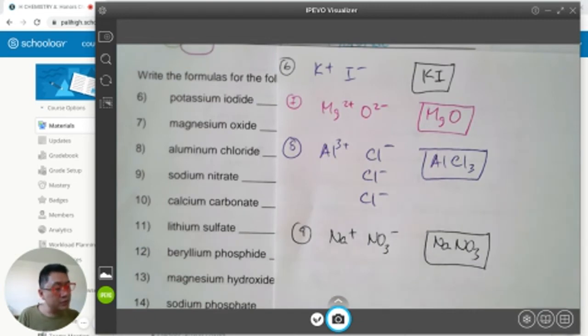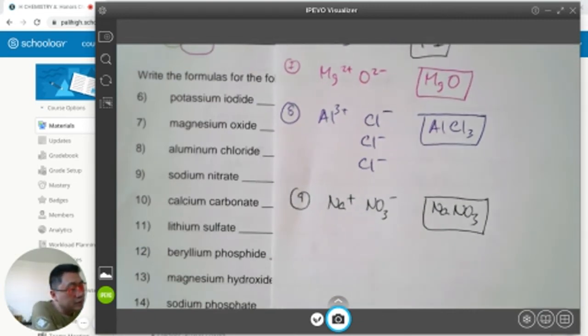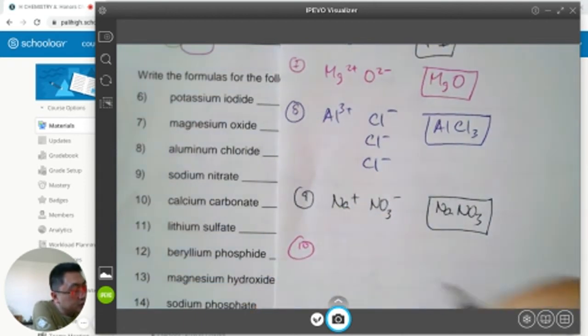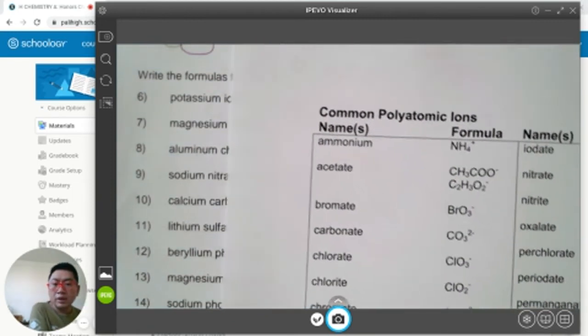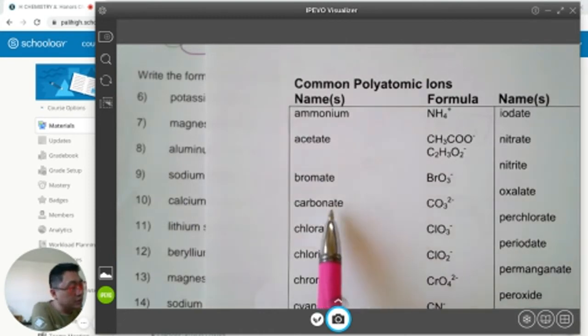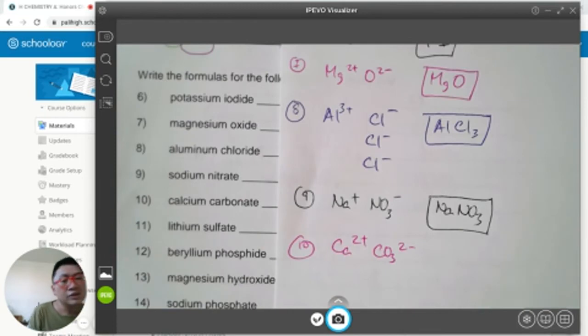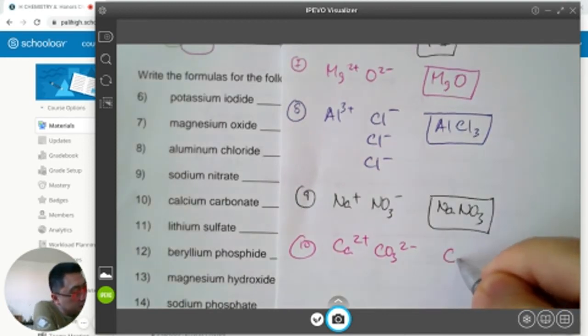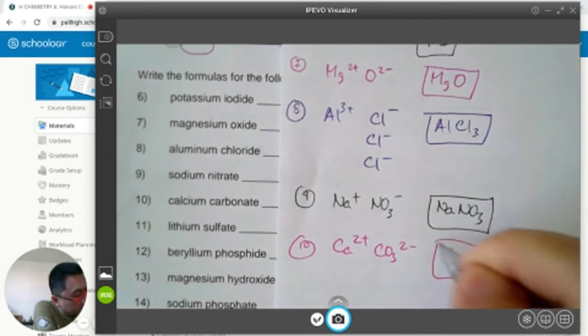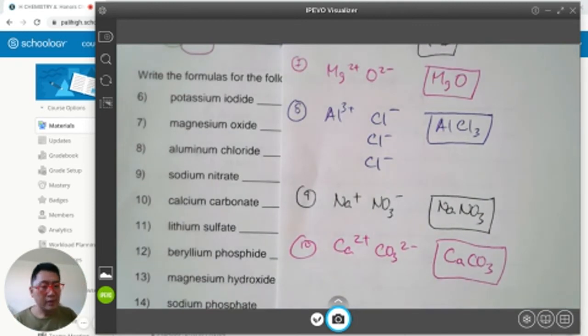Next one, question number 10, asks what is calcium carbonate. Calcium is 2+. Carbonate is on the table, it's right here. CO3 has charge -2. So a +2, -2. Does that add up to 0? Yes, it does. CaCO3 is the final answer, because it already adds up to 0.